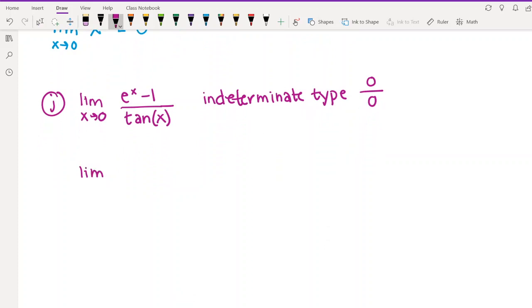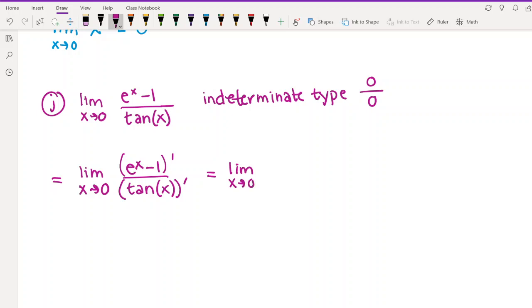So what does L'Hopital's rule say? It basically just says you can take the derivative of each part of your limit. So this first limit we started with is the same as the limit of taking the derivative of the numerator and the derivative of the denominator. So let's see what that gives us. The derivative of e to the x minus 1 is just e to the x. And the derivative of tangent of x is secant squared of x.